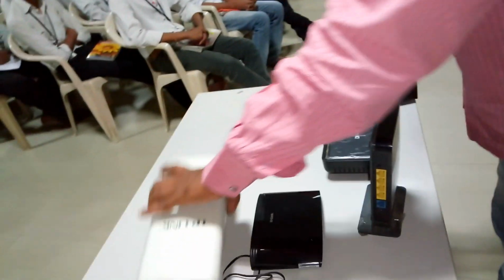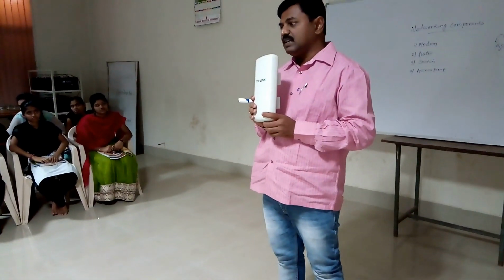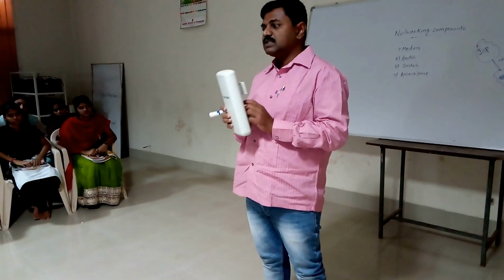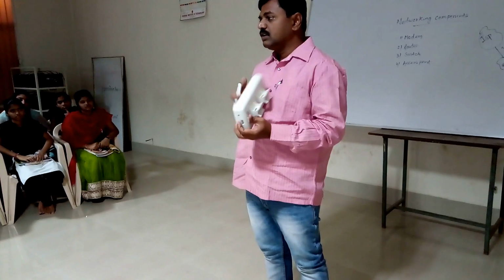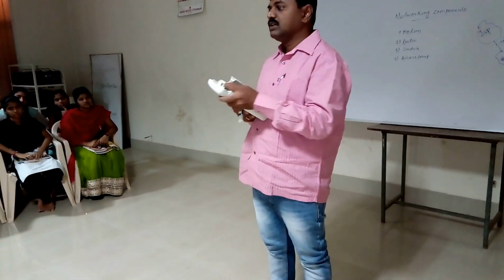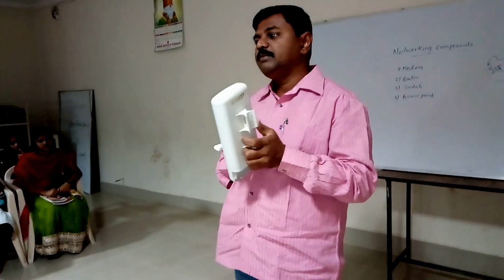And next, let us see what is meant by an access point. This is called an access point. This is called a wireless access point. Suppose I want to extend my Wi-Fi range to some 1 kilometer or 2 kilometers, I am going to connect the output of the router or the output of the switch to this particular access point. Then the range of this Wi-Fi will be extended.